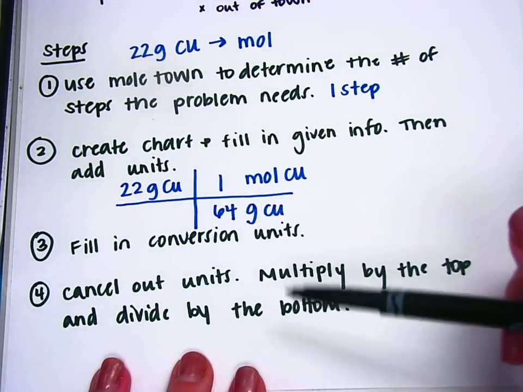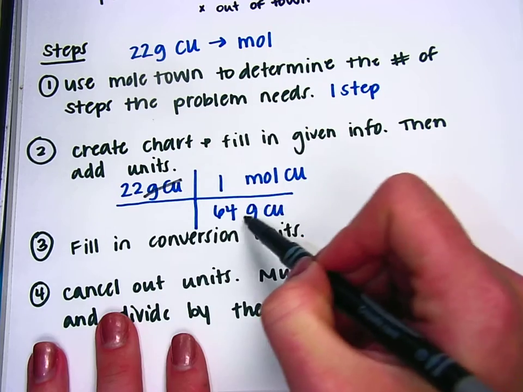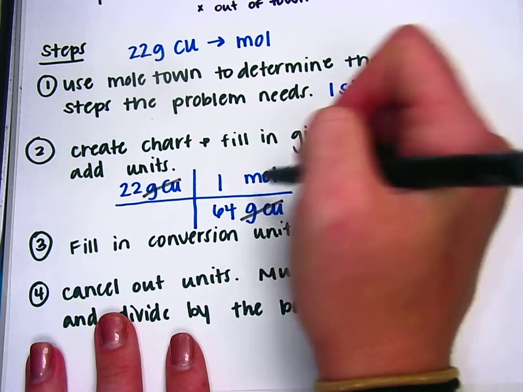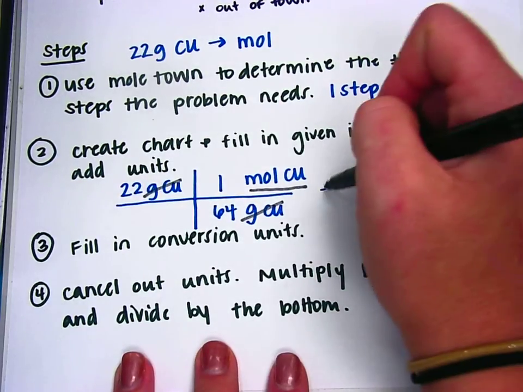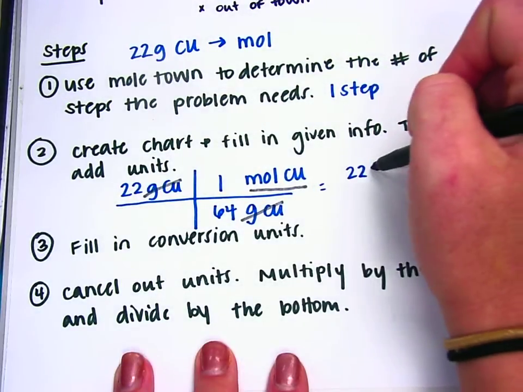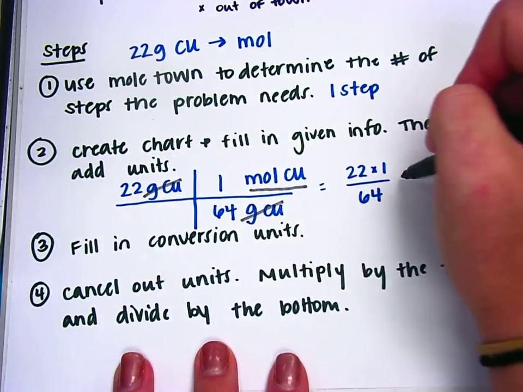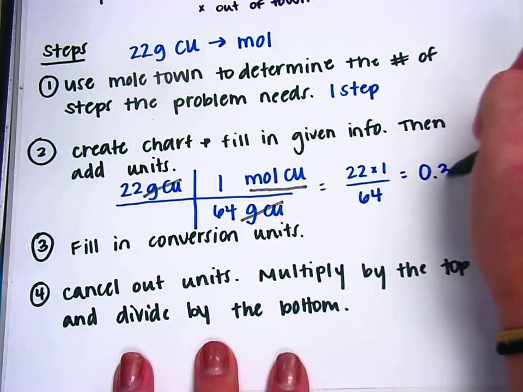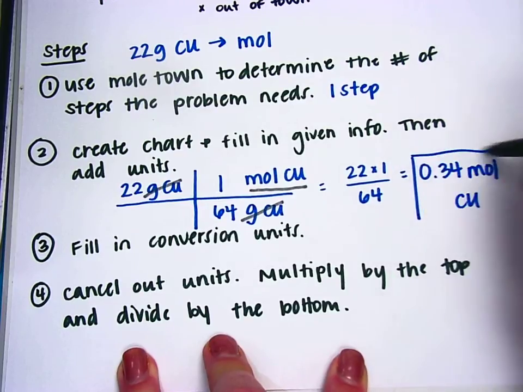For the 4th step, we're going to cancel out our units. So grams of copper will cancel out with grams of copper, and we will be left with moles of copper. And then we are going to multiply by the top and divide by the bottom. So I'll do 22 times 1 divided by 64. Once you do that math, 0.34 moles of copper is your answer for this problem.